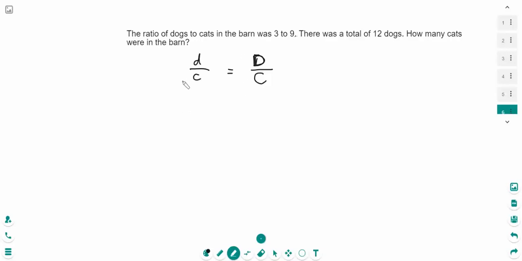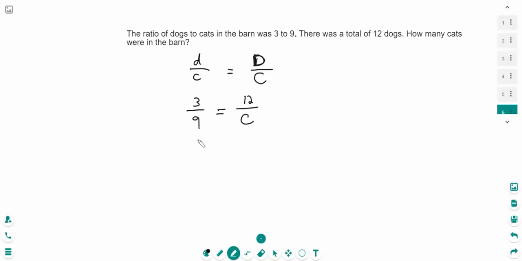All right, so now we have our proportions set up. We can start plugging in some numbers. So the ratio of dogs to cats in the barn was 3 dogs to 9 cats. So D over C is going to be 3 to 9. Okay, equals, they told us how many dogs there were. There were 12. They did not tell us how many cats. That's what we're trying to find out.